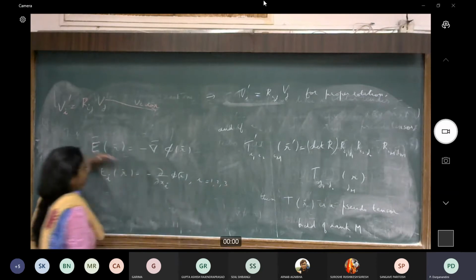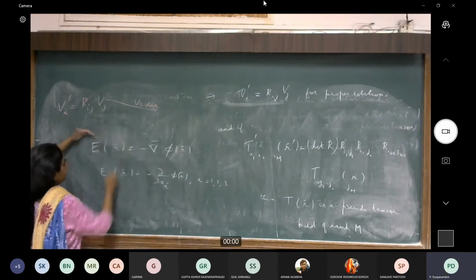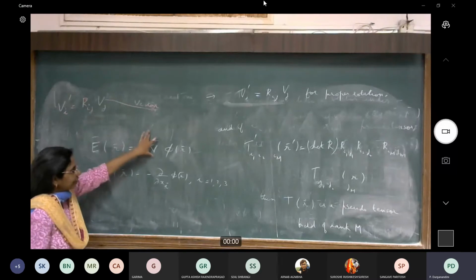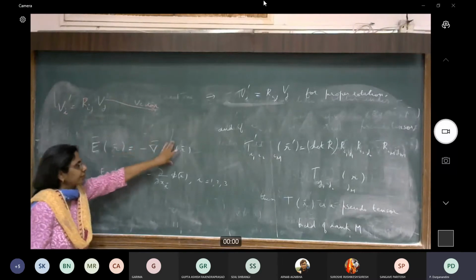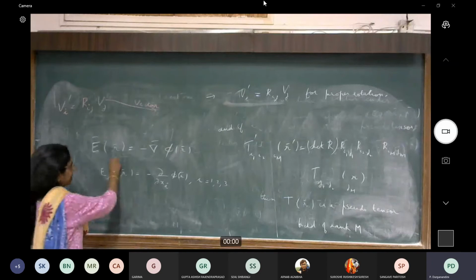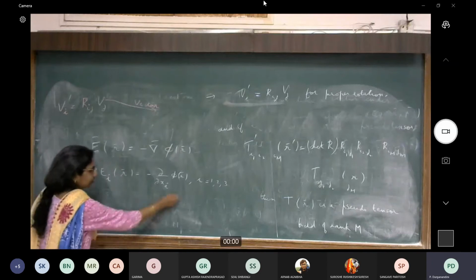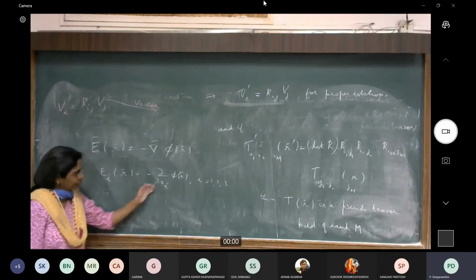See, because this is really a vector equation. You have E here, which is a vector quantity. This is the gradient, which is acting on a scalar. So this is a set of three equations, and the three equations can be written like this. Now look at the right hand side here.